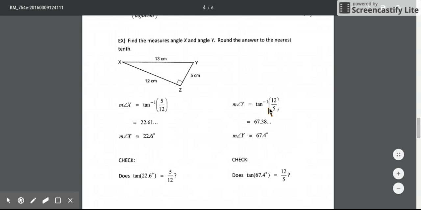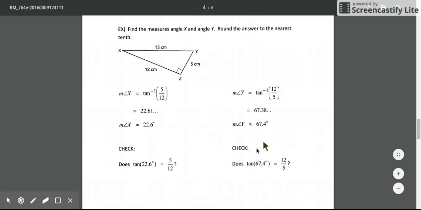We could solve for angle Y, but this time the opposite side length is 12 and the adjacent side length is 5. So if we do the inverse tangent of 12 over 5, in degree mode, our calculator tells us the angle measurement for angle Y, and we can check our answer.